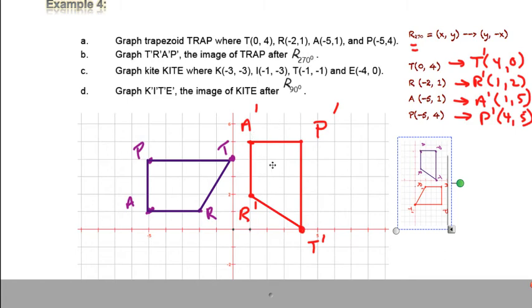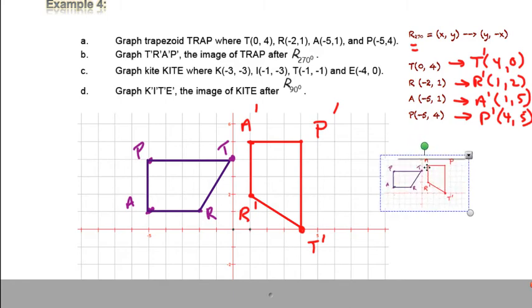All right, so this is why it's 270 degrees. If I went another 90, we'd be back where we started. So that is a rotation of 270 degrees. That's why it looks like it does. Sometimes it's hard to see that happening. Why don't you complete C and D, graph kite and the image of kite after a rotation of 90 degrees.